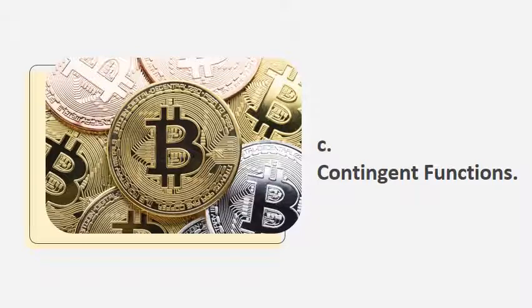According to Professor Kinley, in the modern period, money plays an important role almost in all economic transactions. Contingent functions of money are those functions that money does indirectly. Those are not direct functions, but indirectly money aids in all these particular matters. And therefore, those are called as contingent functions.